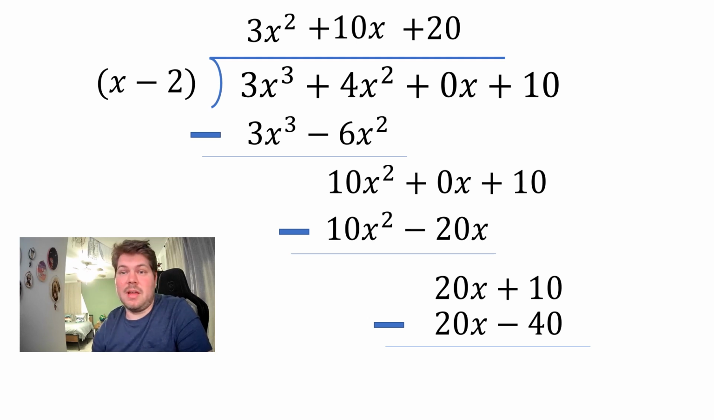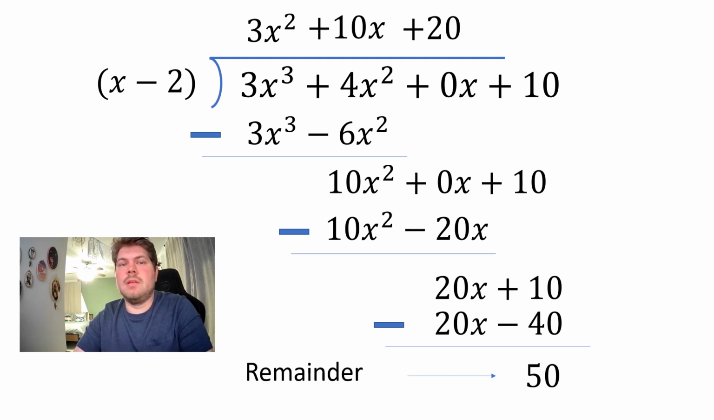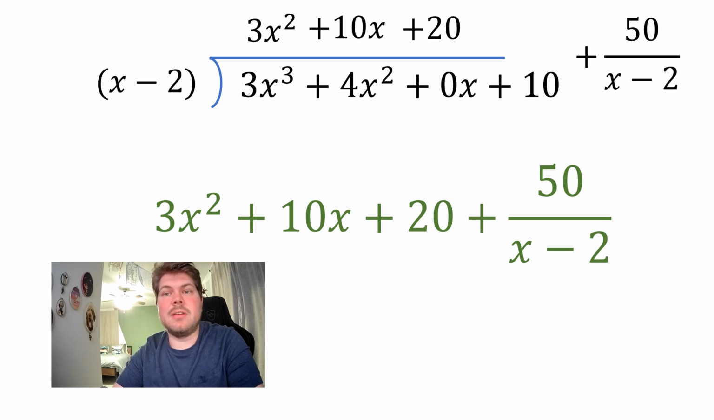So I guess for me, you can think fraction, because we are going to be putting our remainder in fractions. So the top is mostly right, but then you would tack on this plus 50 over x minus 2. So our final answer would look like this.